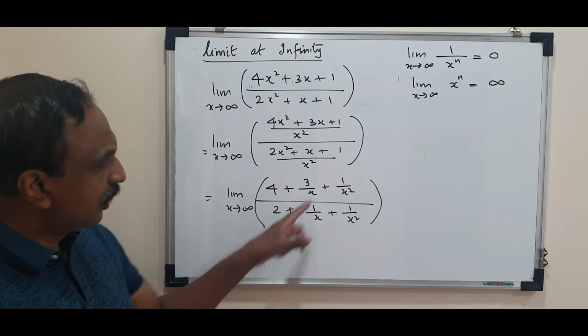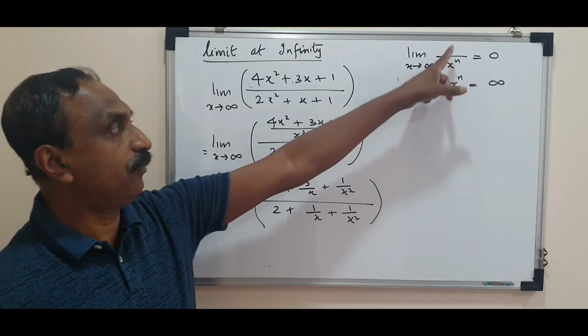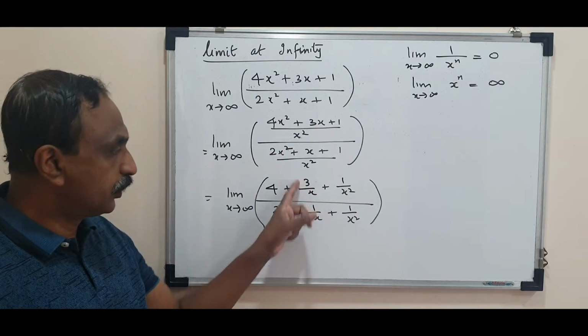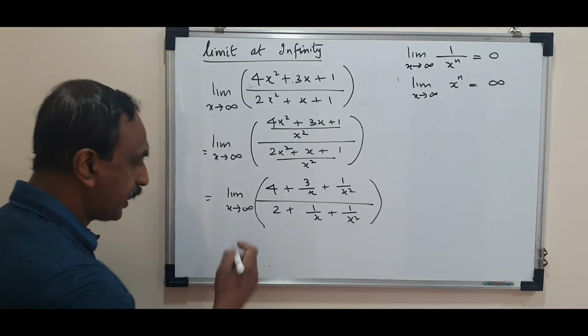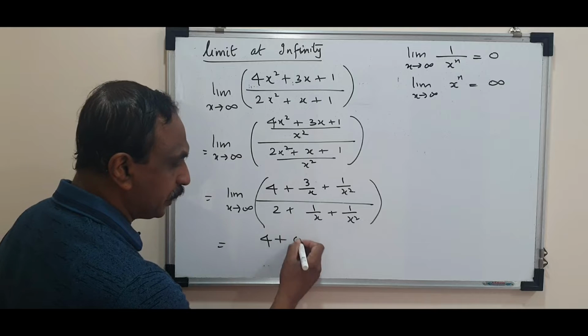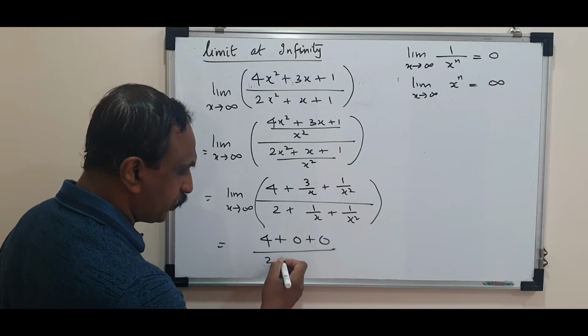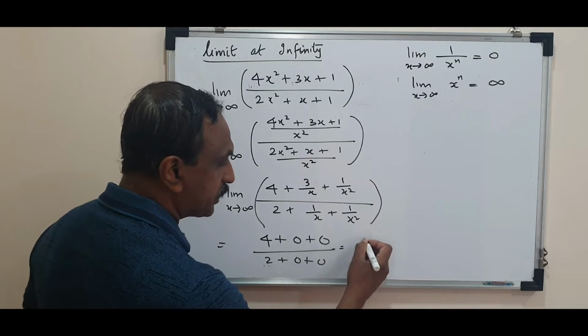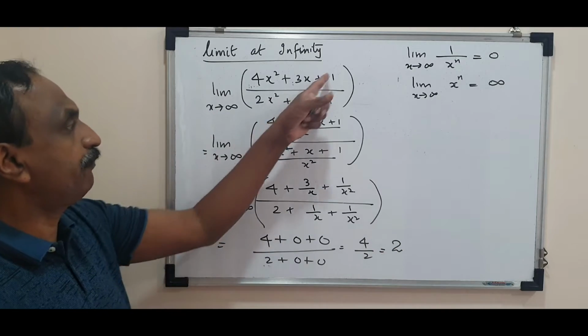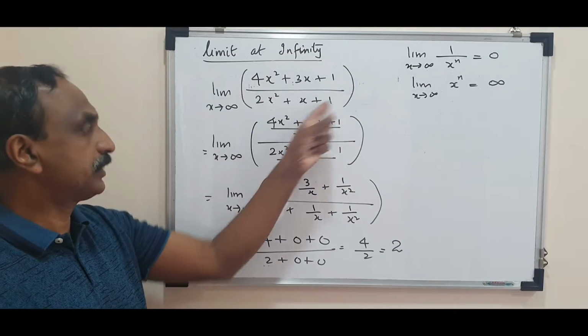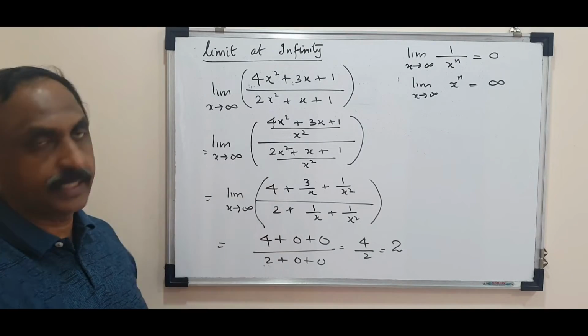Now we have seen these terms are nothing but 1 upon x raised to n form. So this will be 0, this will be 0, this will be 0, this will be 0. So I can write my answer as 4 plus 0 plus 0 divided by 2 plus 0 plus 0. My answer becomes 4 by 2, and the answer is 2. So when x is tending to infinity, the value of this limit is 2. This is how we can calculate.